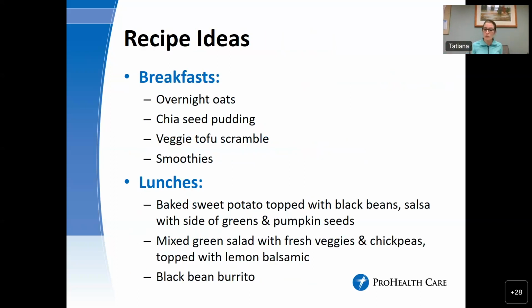All right, getting into some recipe ideas. Overnight oats or chia seed pudding. So these are great things to make your life easier the following morning, especially if you're strapped for time.